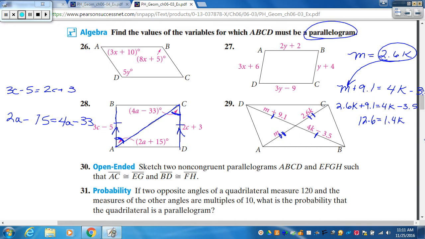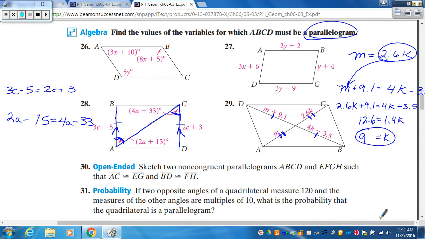Okay. Let's see here. That's a little bit harder than I thought it would be in my mind. Then obviously you want to divide 12.6 by 1.4, and when you do that, is it about 9? I'm not sure. 12.6 divided by 1.4. Oh, good guess. K is equal to 9. Okay. So we know what K is.